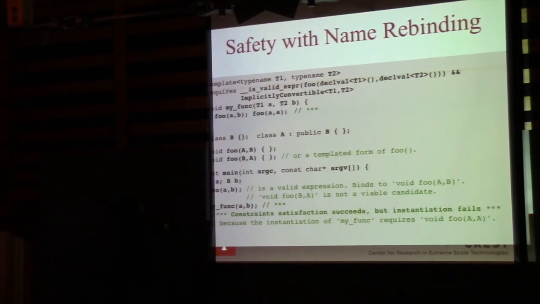Because basically the idea here is, there you have that function again. That one is using implicit convertibility.